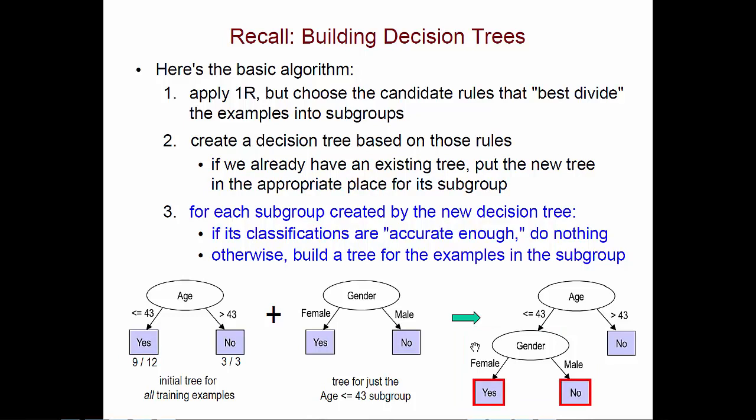And then we would continue. We would look at each of its subgroups and see if we need to go further. That could potentially make the tree even larger. And we would keep going until we can't go any further, and that would give us our final decision tree model for our training data.